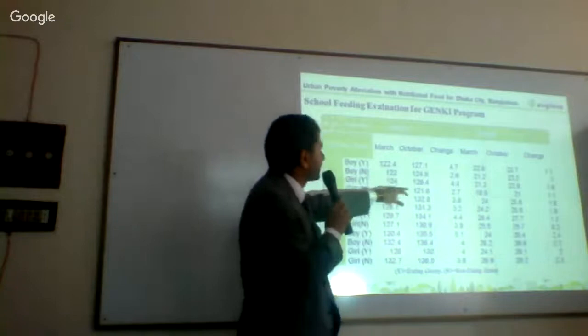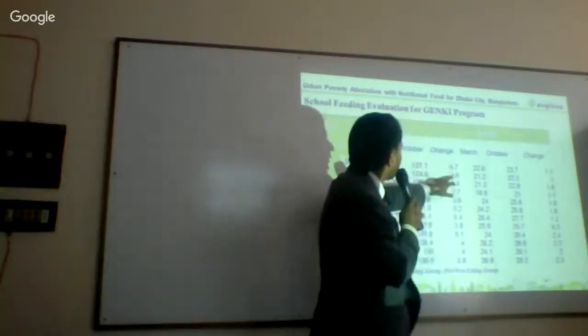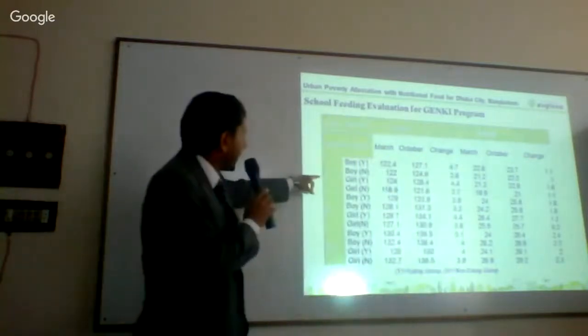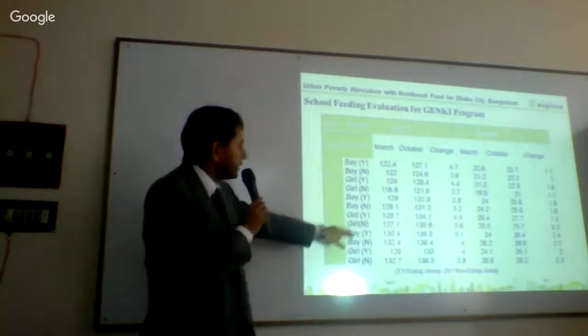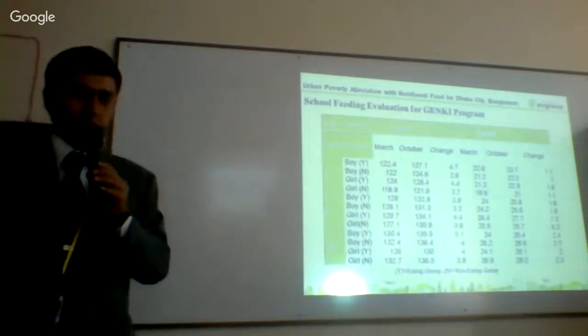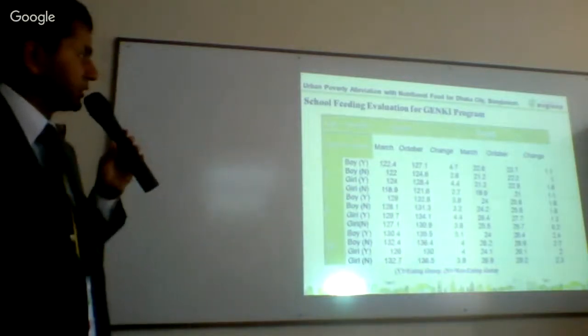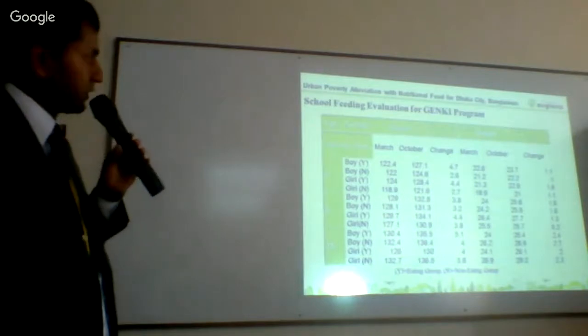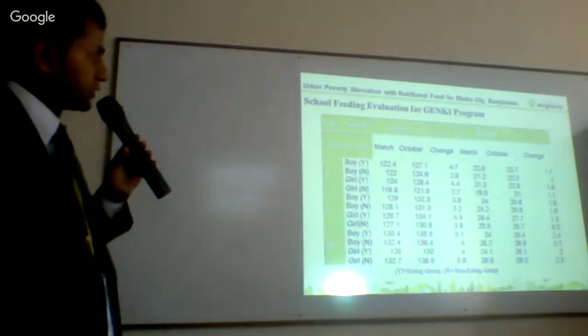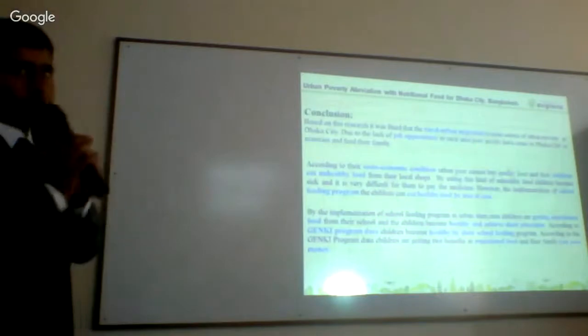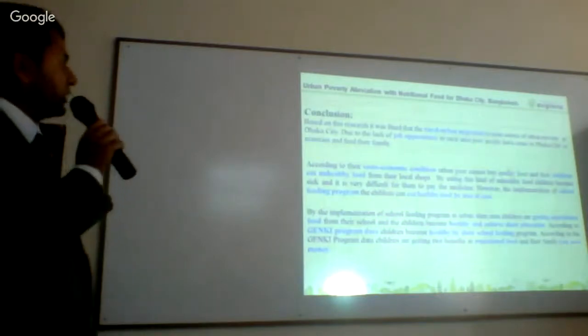So if you see the change, these are the ages 8, 9, and 10. They have some changes within 6 months. This is the data for this evaluation. I'm going to the conclusion of the presentation.